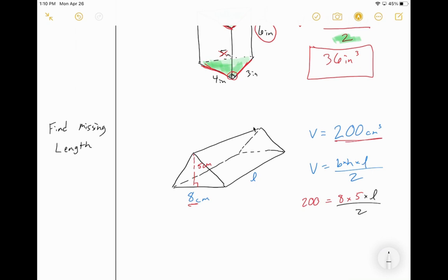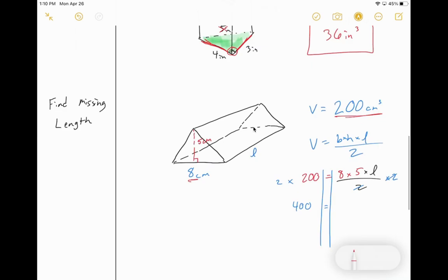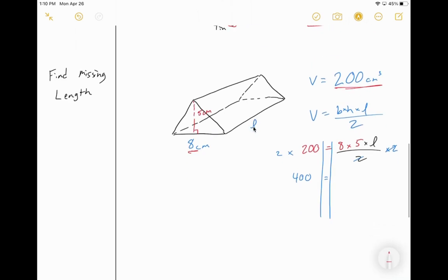I have to remember how to solve equations. So the first thing I'm going to do is get rid of that 2 on the bottom. It's dividing by 2, so I need to do the opposite, which is multiply by 2 on both sides. That cancels the 2 here, and that makes 400 is equal to 8 times 5 times L.